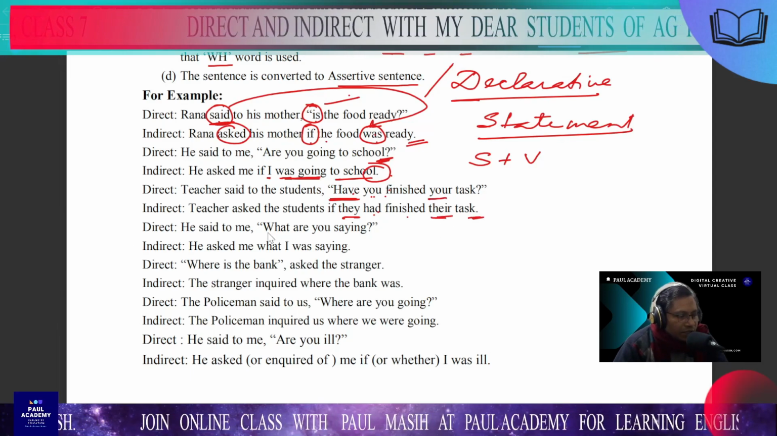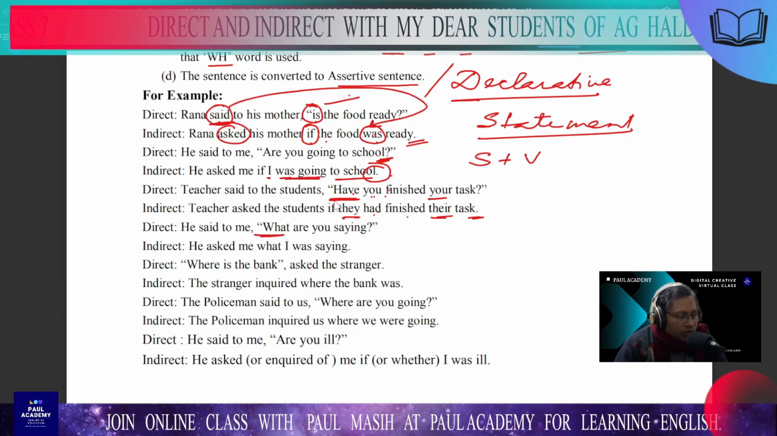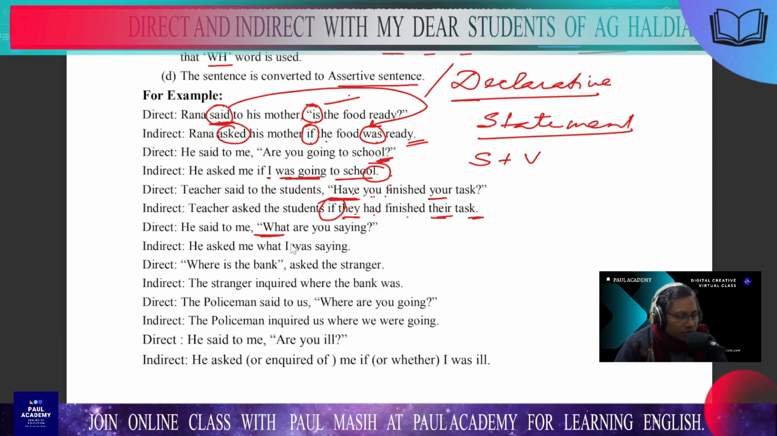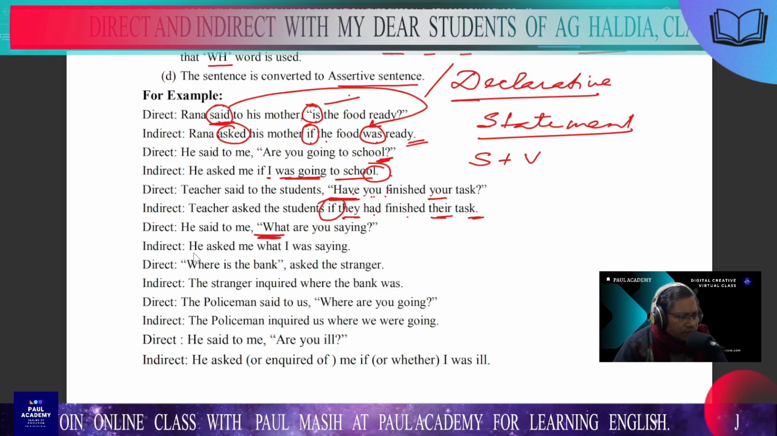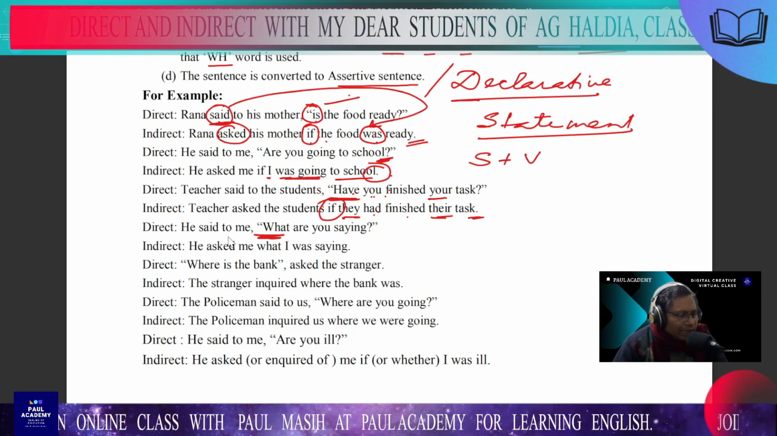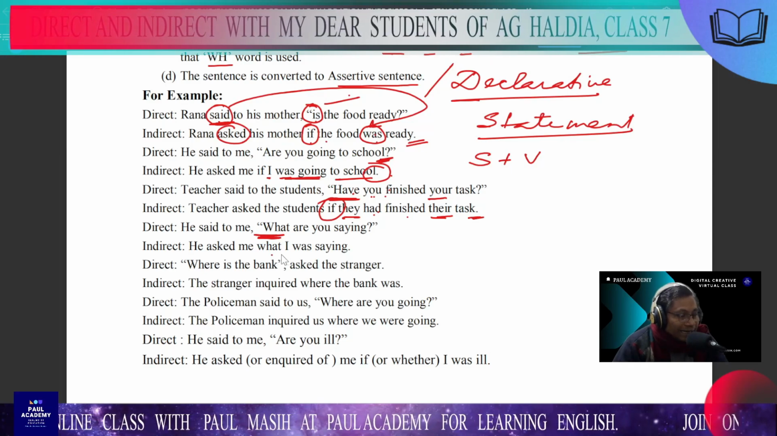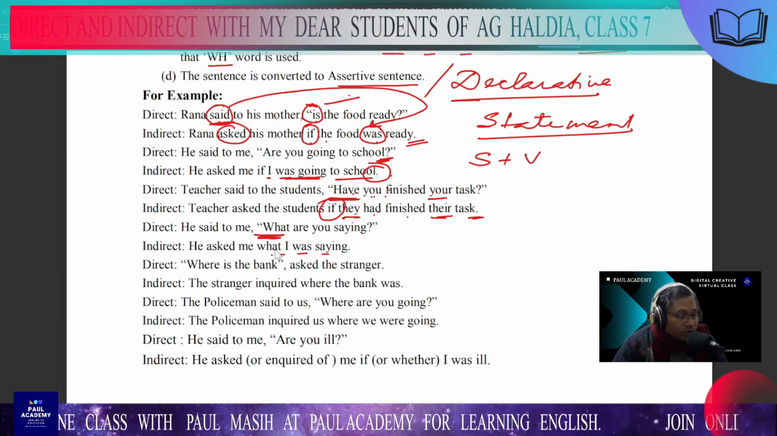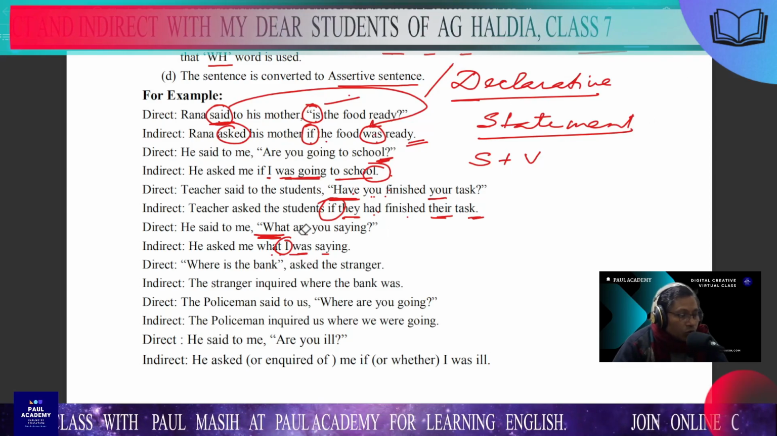Right? And now next we have WH question. Look at this. In case of all yes-no questions, we have used if. But in case of WH word, we are not supposed to use if. Look at this. He said to me, "What are you saying?" He asked me what I was saying. Make sure: what I was saying. Don't write what was I saying.